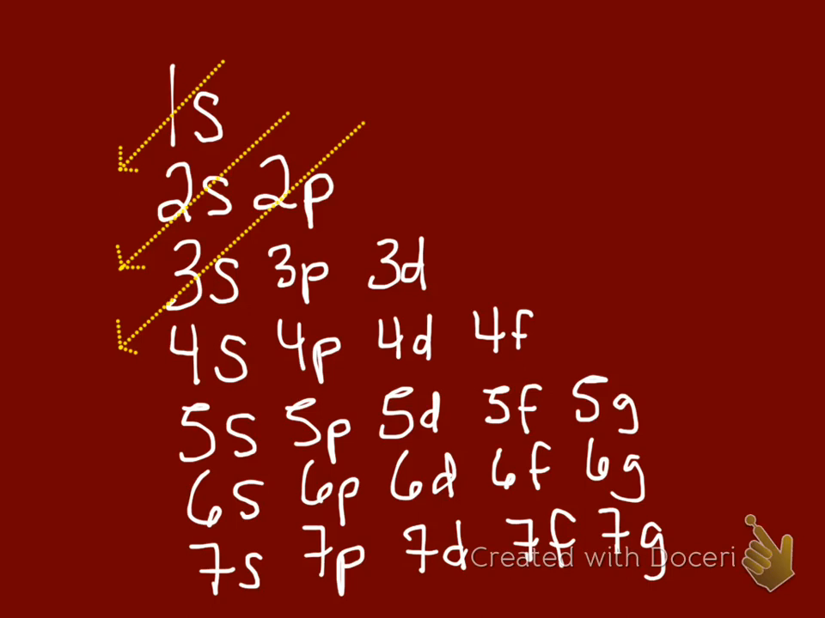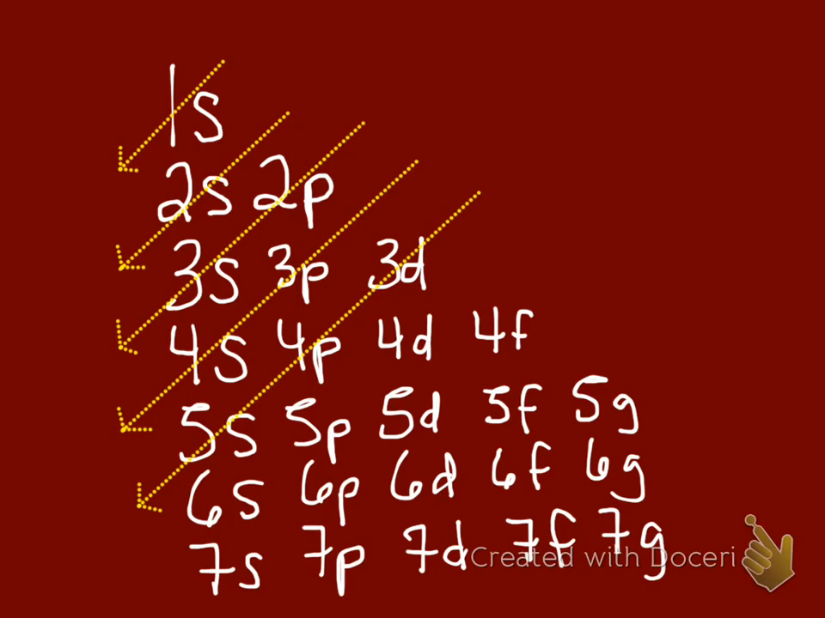Well, then when we get to 3p, after 3p, the 4s orbital fills. 4s fills before 3d, because 4s is actually slightly lower energy than 3d. And after 4s, we fill 3d going into 4p, and then going into 5s.